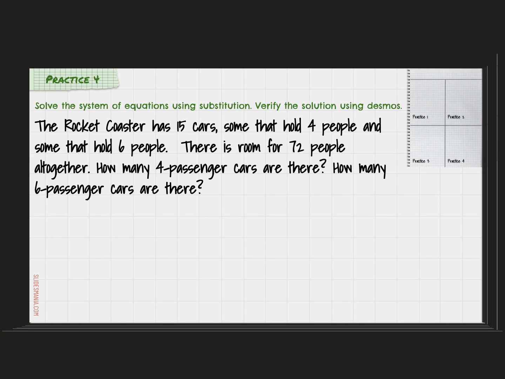It says the rocket coaster has 15 cars, some that hold 4 people and some that hold 6 people. There is room for 72 people altogether. How many 4-passenger cars are there? How many 6-passenger cars are there?